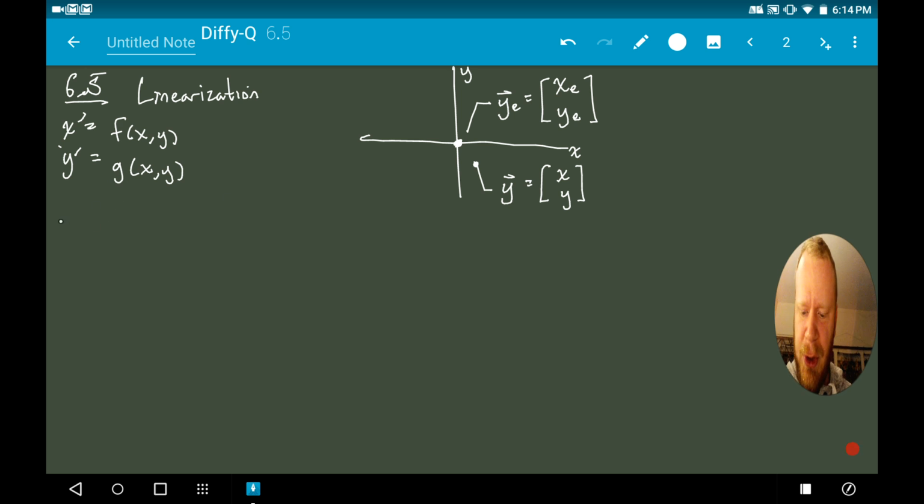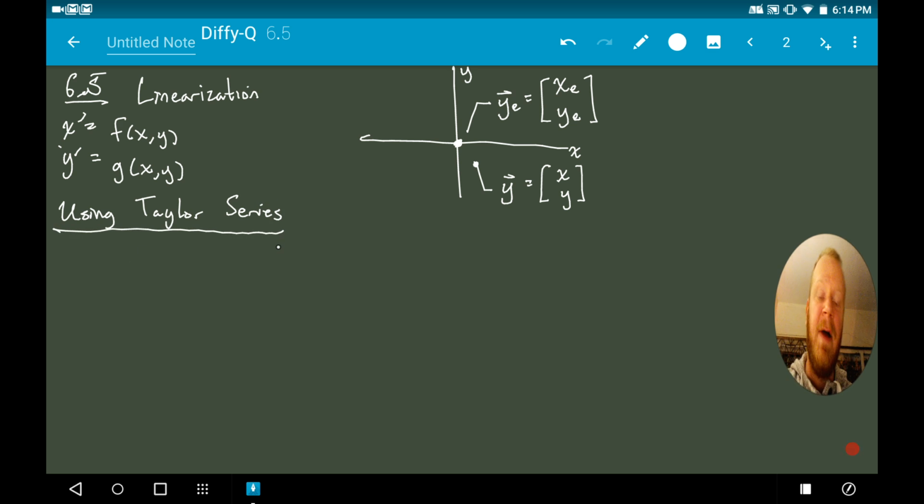In the interest of keeping things short, I'm just going to say, using Taylor's series, we come up with the following formula. I'll write the formula down in just a second, but I want to get across the point that these Taylor series are ways to approximate a function. In this case, we're trying to approximate this function here.